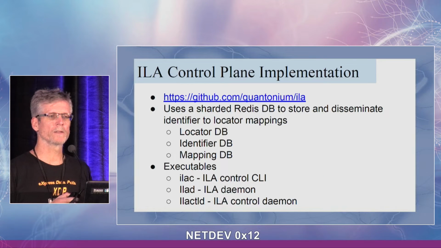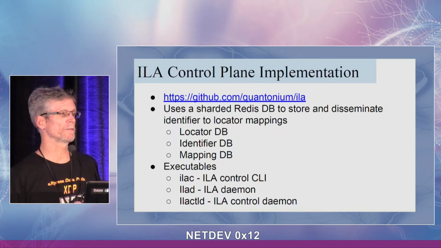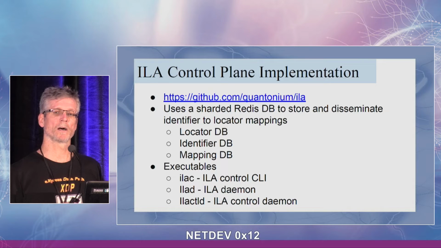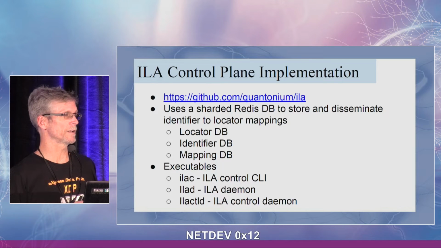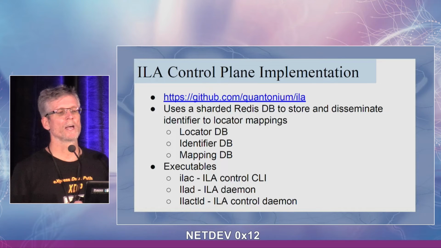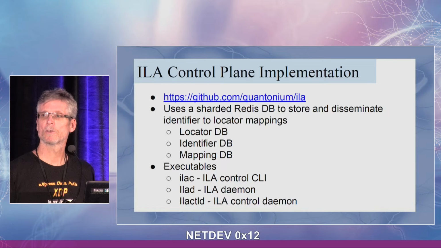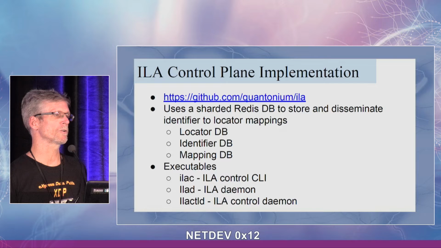So, the ILA control plane. This is the part where we manage the mapping tables, and this is a whole topic in itself. In some sense, it's an elaborate router daemon. Our decision there was to actually use a database to do the backend information. So this is kind of in lieu of using a routing protocol.